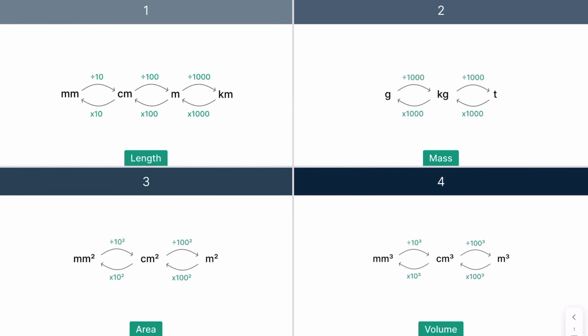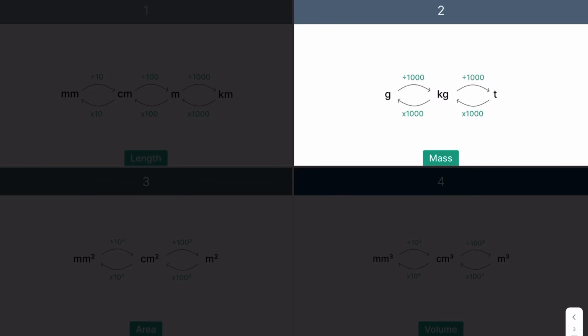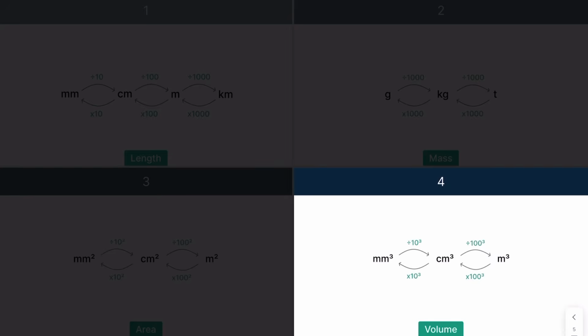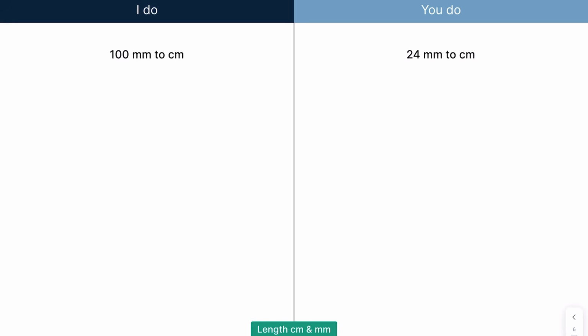Metric conversions is what we're looking at in this video. So we're going to start off by looking at length, and then we're going to move on to looking at mass conversions, and then we're going to look at area conversions, and then finally volume, and wrap up with some loaded questions. So the way my videos work, I'm going to do the example on the left, which is I do. You are then going to press pause, and I've got the example on the right, which is you do. So we're going to start off by looking at length.